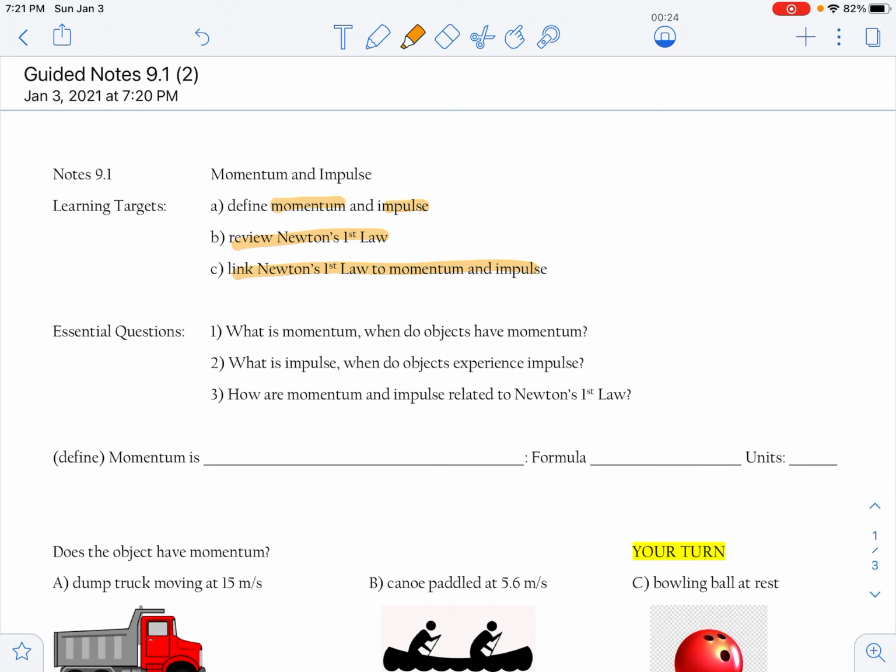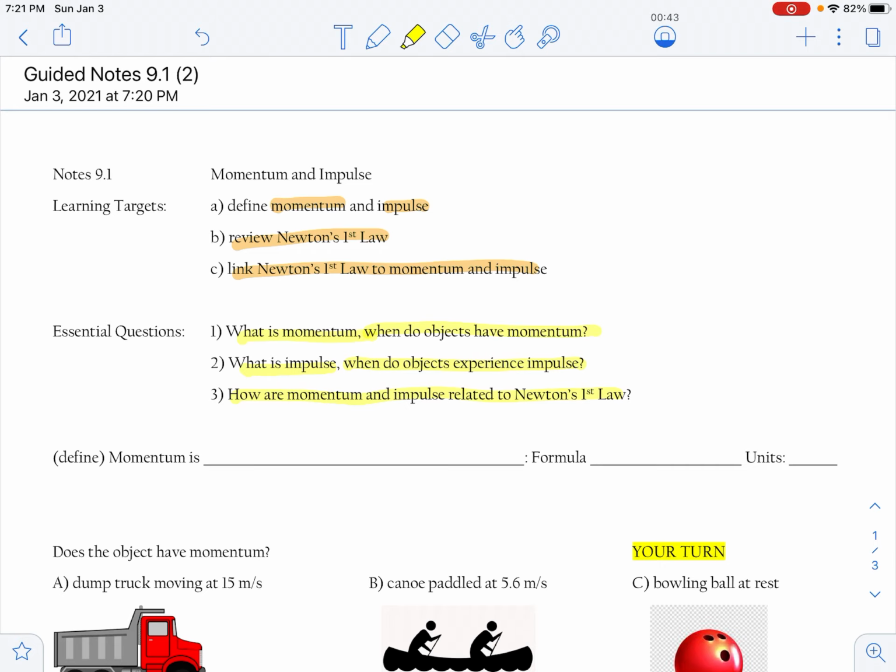So our questions are, what is momentum and when would objects have that? What is impulse? And when do objects experience that? And how are all these things related? Momentum, impulse, and Newton's first law. All right, so let's go ahead and get started.